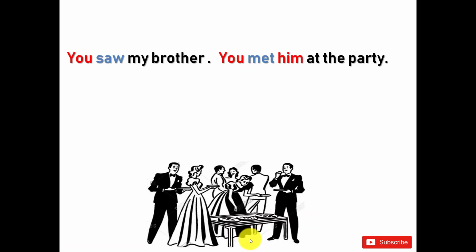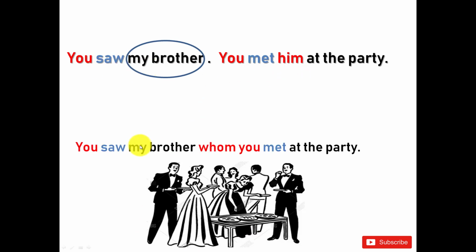Next, you saw my brother. You met him at the party. So what are we talking about here? We're talking about my brother, right? To join the two sentences, we can get, you saw my brother whom you met at the party. Whom? Why "whom" here and not "who"? Since we are talking about my brother, who is a person, right?